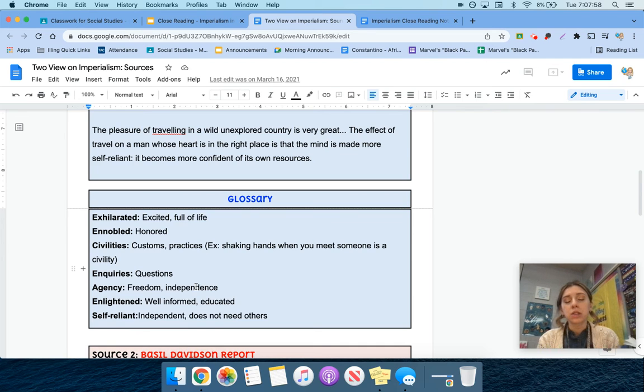So again, please do your best to complete this today. It means a lot to me when you stay on task and respectful when there's a substitute teacher.